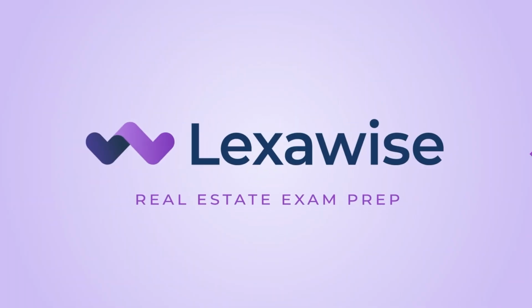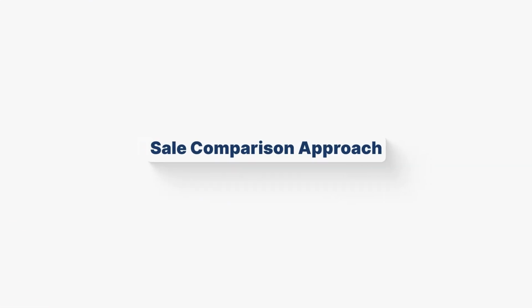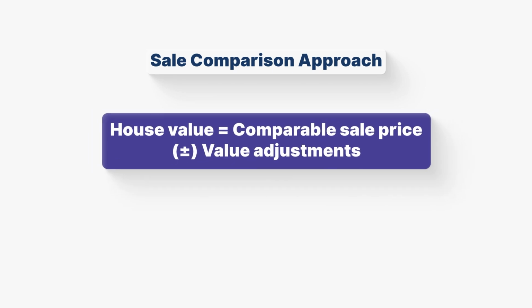First up, the sale comparison approach. This method compares a property to similar ones recently sold in the area to estimate its value. The formula is house value equals comparable sale price plus or minus adjustments.